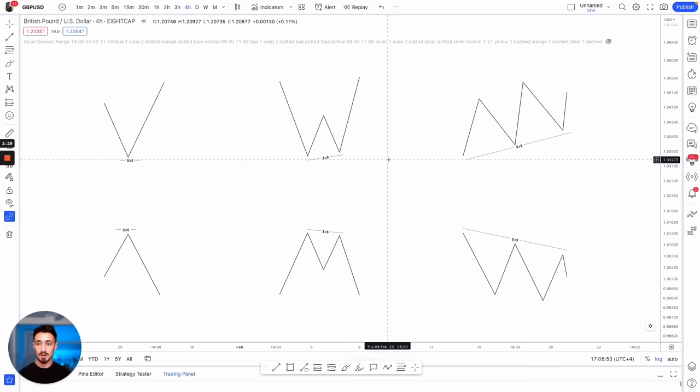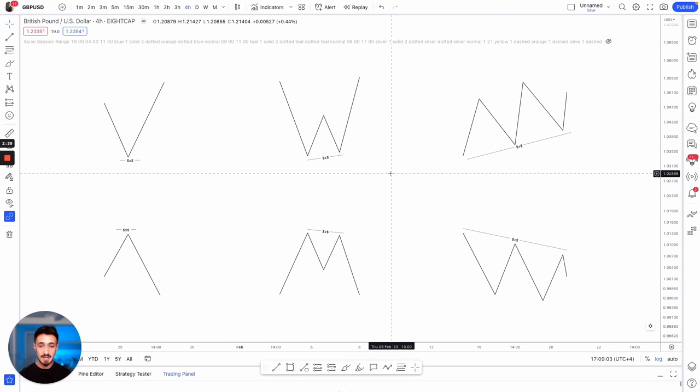So that is why a lot of retail traders feel targeted. It's because the algorithm is designed to go and collect the most orders. So where are the most orders in the market? They are at your typical retail levels.